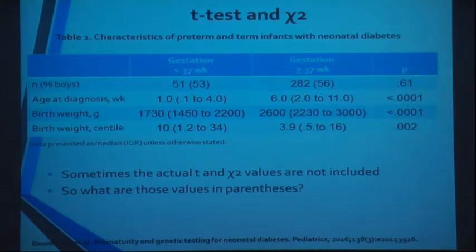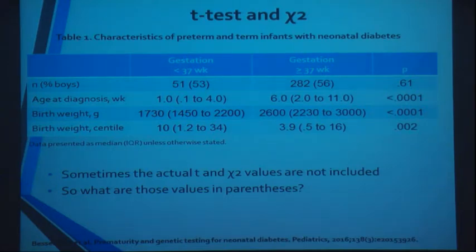Okay. All right, so here's another table one. Okay, this is from a different paper, also just came out in Pediatrics. And here, look at the title. They are comparing characteristics of preterm and term infants with neonatal diabetes. Okay, so the focus here was on neonatal diabetes and the differences between the babies who were born before 37 weeks and those born at 37 weeks or later. All right, so what can you tell me here? Actually, what's different about this table that you didn't see that was different from the last one?